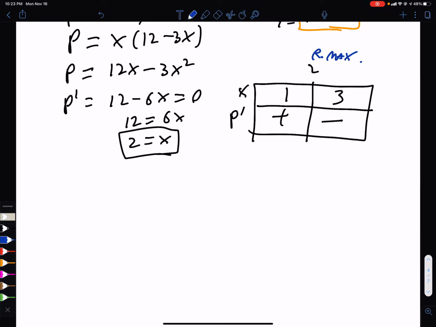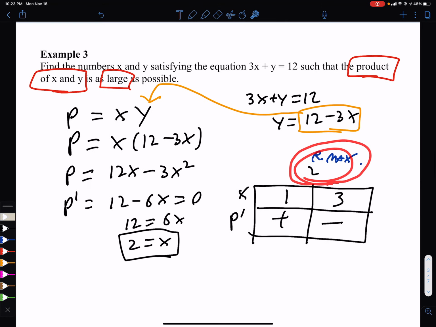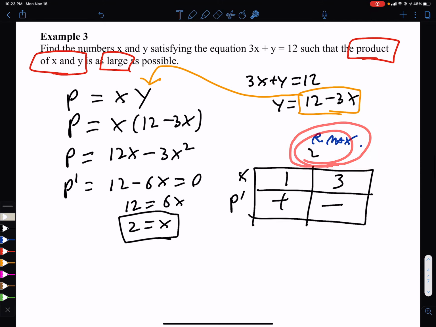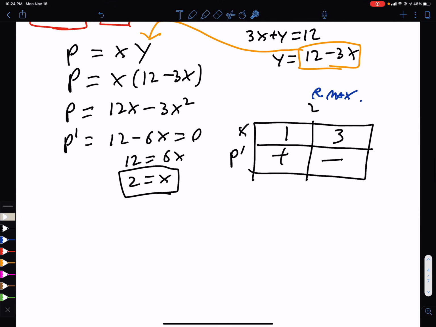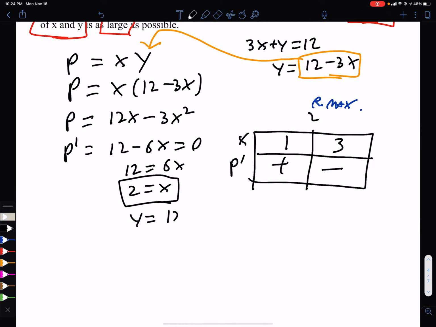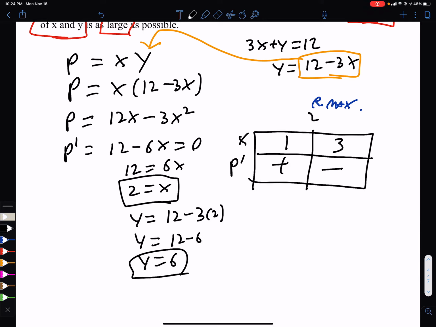Then I use my theorem. If a continuous function has only one relative extrema, then it's also an absolute extrema. So therefore, there's an absolute max at 2. And they want x and y. Therefore, x is 2, and y will be 12 minus 3 times 2. Y will be 12 minus 6, or y is 6. There are my x and y's.